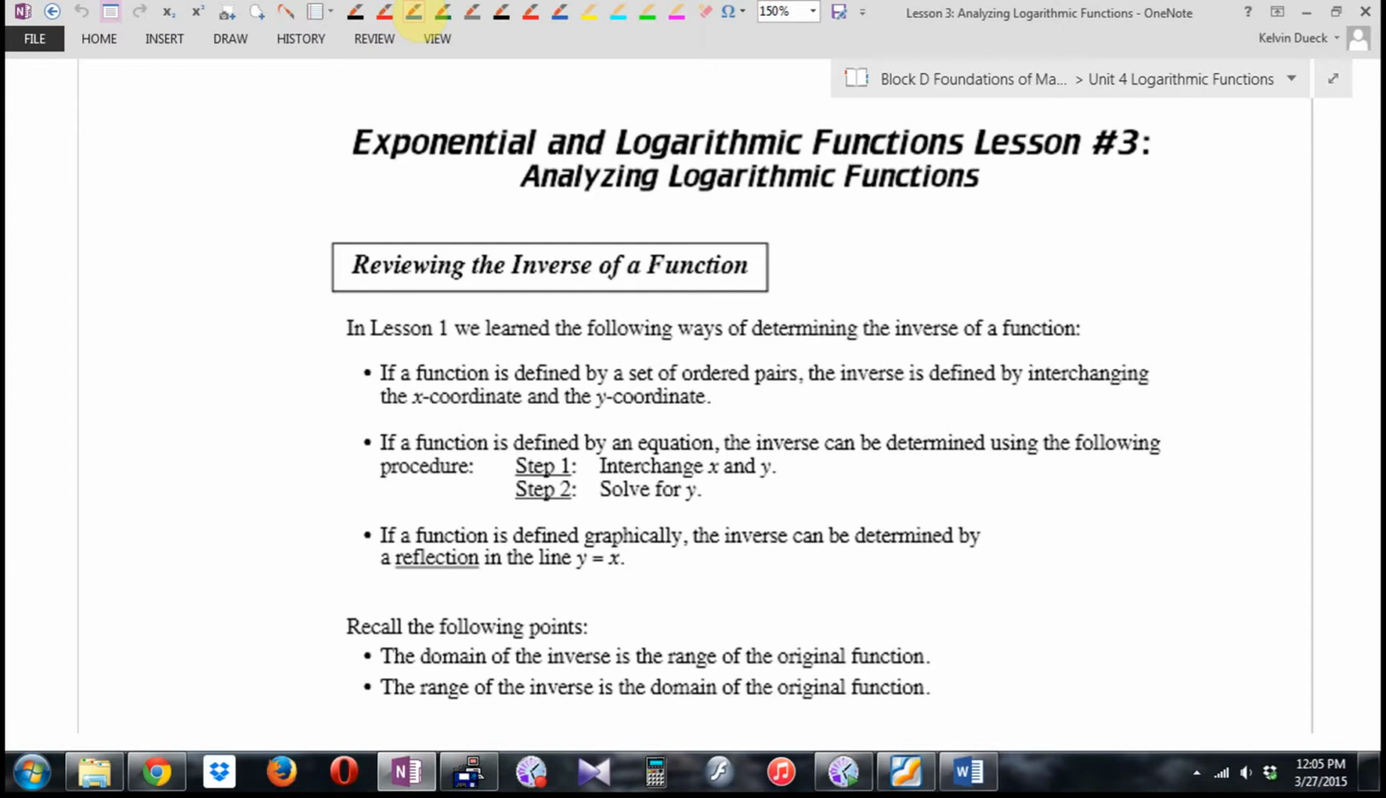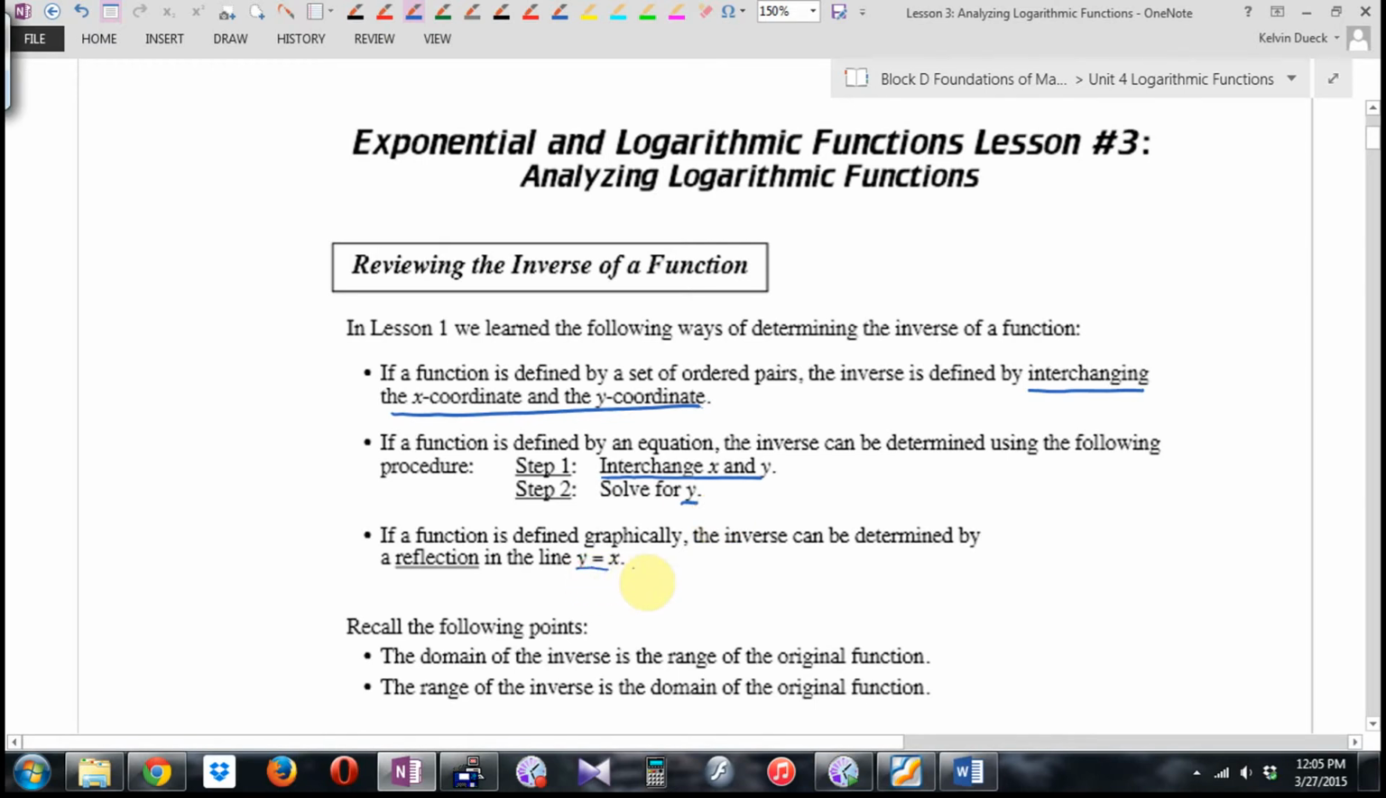Quick rehash. What's the inverse of plussing 3? Minusing 3. What's the inverse of square rooting? Squaring. Those are operational inverses, but then we talked about the inverse of an equation. We said to find the inverse, if I give it to you as points, you interchange the x-coordinate and the y-coordinate. If I give it to you as an equation, you interchange the x variable and the y variable, and then you get the y by itself. And if I give it to you as a graph, it's a reflection about this line.